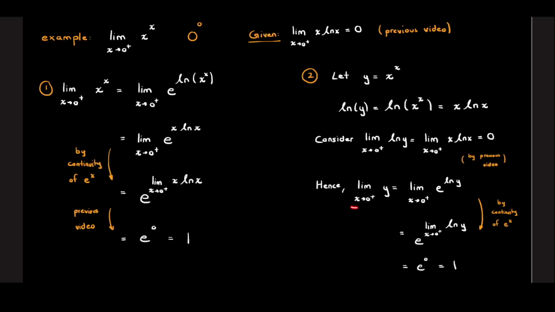Now, to find the limit that we care about, which is the limit as x approaches 0 from the right-hand side of y, you realize that y is just e to the ln y.